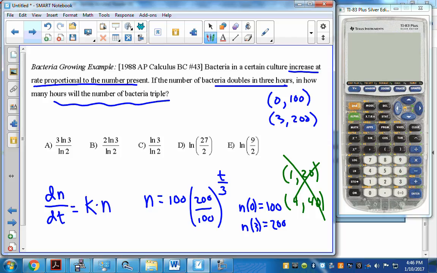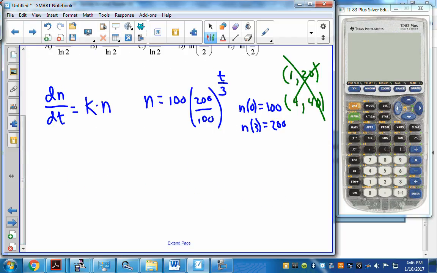Now let's answer the question, how many hours will the number of bacteria triple? So let's see. The number is going to triple. So we had 100, right? So we want the number to be 300. This is going to be 100. I'll go and simplify this to 2 right now, t over 3. And now we just have to solve this equation.